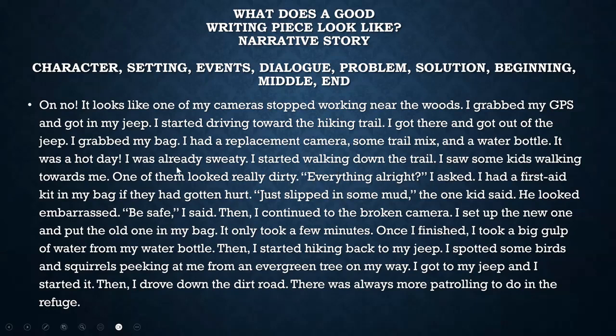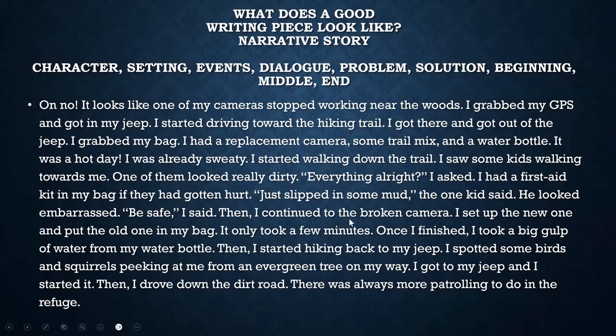I saw some kids walking towards me. One of them looked really dirty. "Everything all right?" I asked. I had a first aid kit in my bag if they had gotten hurt. "Just slipped in some mud," the one kid said. He looked embarrassed. This is called dialogue. "Be safe," I said. You see, the characters are talking. You see how there's quotes around what they're saying? Then, that's called a sequence word. It tells when things are happening.